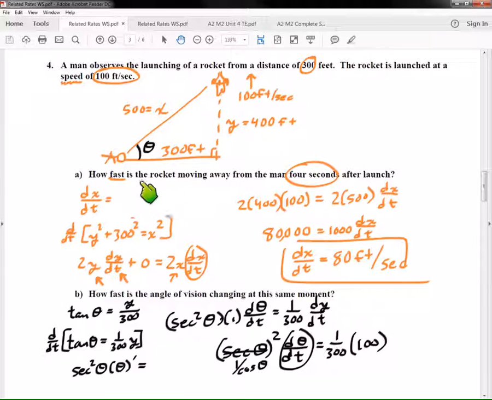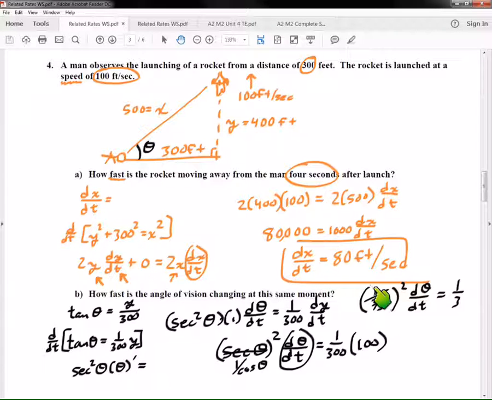So what is cosine theta of this? What is cosine of this angle right here? It'd be 300 over 500, which equals 3 over 5, right? So I'm going to write 1 over 3 over 5, and we're going to square that. And then we are multiplying that by d theta over dt, and on this side we now have 1/3 because I multiplied the 1/3 by 100.